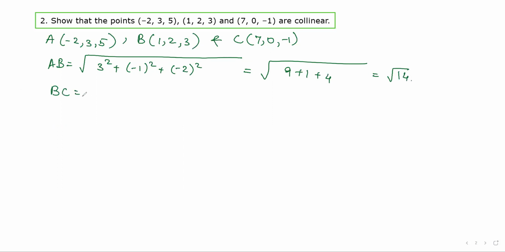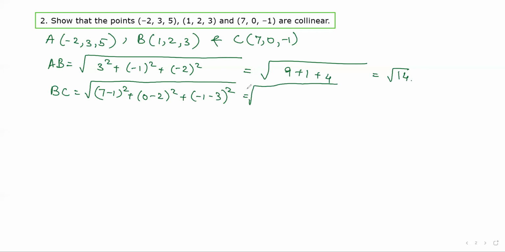BC is equal to root of (7 minus 1) whole square plus (0 minus 2) whole square plus (minus 1 minus 3) whole square. Never try to solve directly. Never try to reach the second stage directly by observation. Always try to write this first. This will avoid any confusion in your writing or in your verification. It will also help you with your verification.